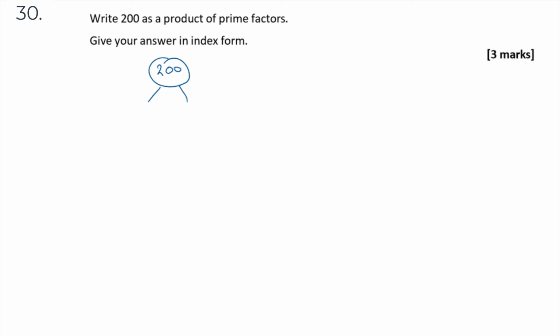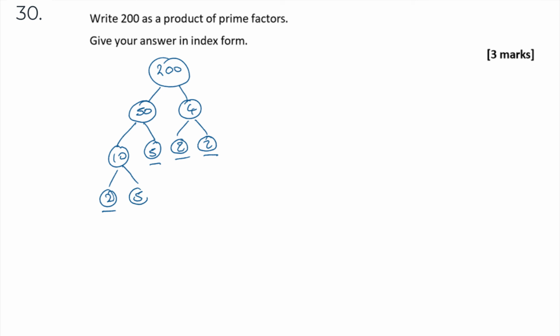You could go for 10 and 20, you could go 50 and 4, you could go for 25 and 8. It doesn't really matter which ones you pick. You always end up with the same roots anyway at the bottom. So I'm going to go for 50 and 4 just because 4 breaks into 2 and 2. Now they're both prime, so they're going to be stopping points. 50, I can make out of 5 and 10. 5's prime, 10 isn't, so I can carry on with 10. 10 breaks down into 2 and 5, which are both primes. Now all of my branches are ending at primes, so I'm done.